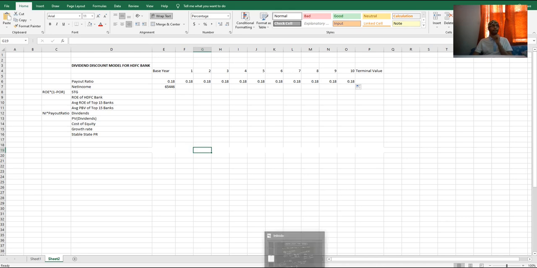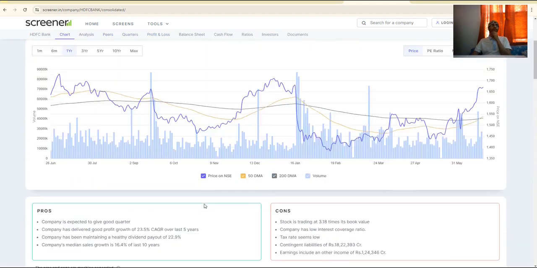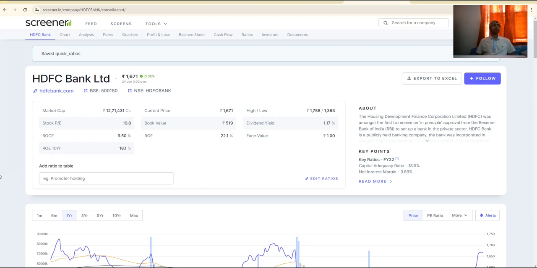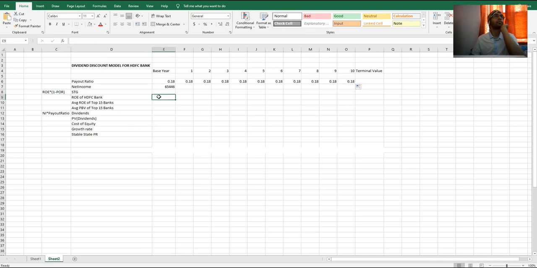Okay. Now here you can see it is mentioned: short-term growth rate is equal to return on equity multiplied by 1 minus the payout ratio. So the return on equity for HDFC Bank is 22.1%. What we can do is take the average return on equity for the last 10 years. The average return on equity for the last 10 years is 18.1%. So we'll use this number, friends, 0.181. Now we are in a position to calculate the short-term growth rate. This is equal to return on equity multiplied by 1 minus the payout ratio. This is equal to 14.842.